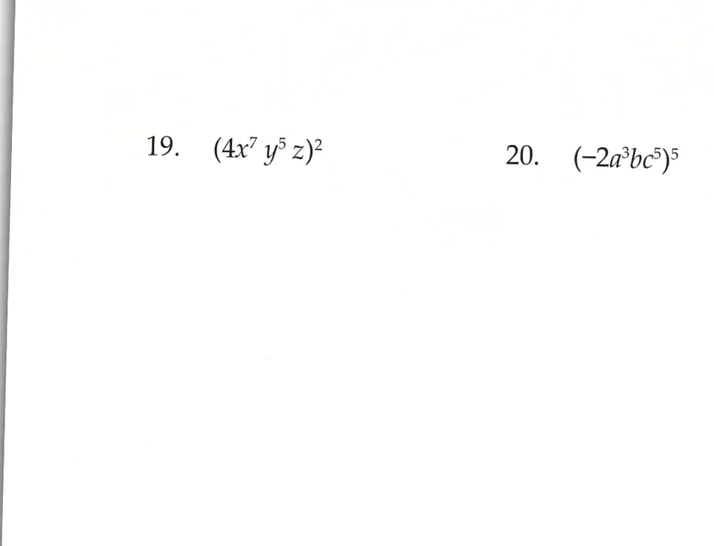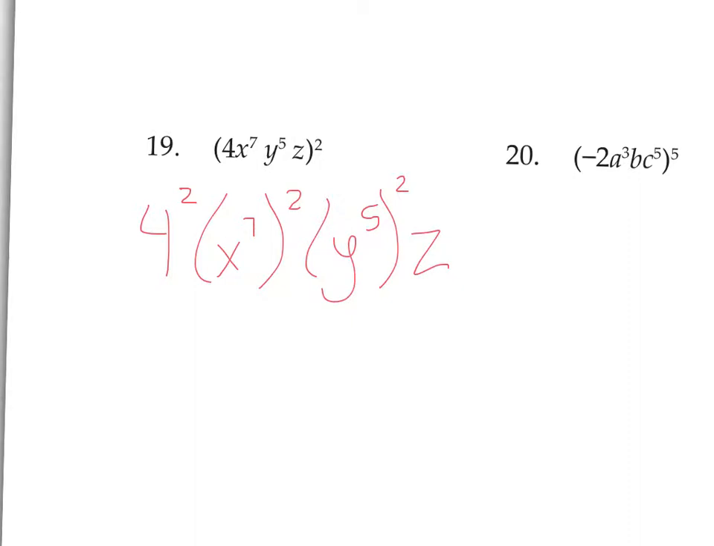Okay, number 19. This is the same kind of thing that we just did. This square needs to go on all these bases, and there are 4 bases in here. Remember, the 4 and the x are not stuck together. The x is getting this 7, but the 4 is not. The square is going to go on the 4, and it's going to go on the x to the 7, and it's going to go on the y to the 5th, and it's going to go on the z. That's a z to the 1, right? Because it has the invisible 1 on it.